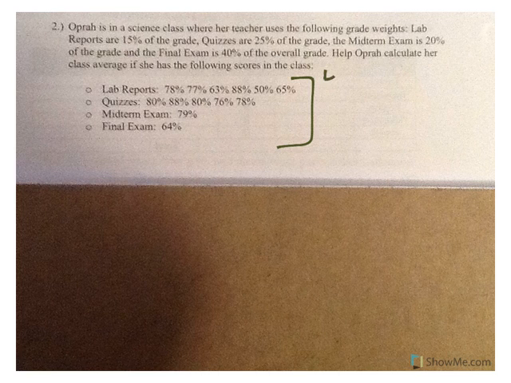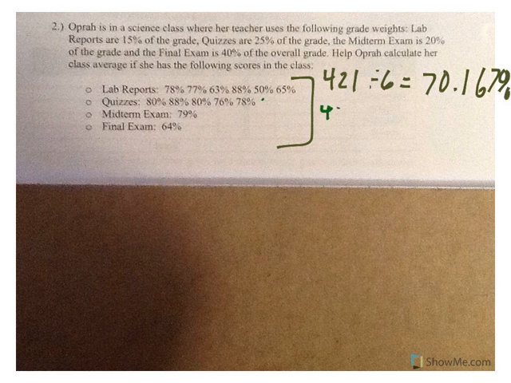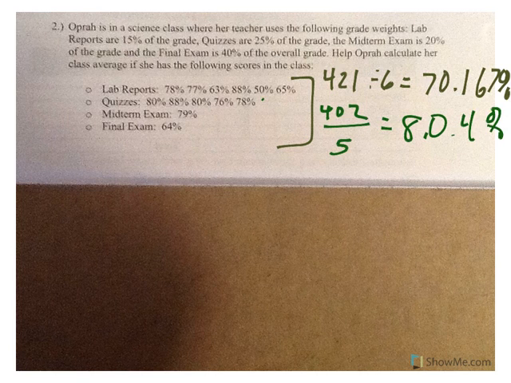So if I'm going to add those up, I get 421 divided by the 6 lab reports, and her average lab grade is 70.176%. And then I'm going to do the same with the quizzes, and I'm going to add those up and get 402, divide that by her 5 quiz grades, and she's got an 80.4% average on her quizzes.